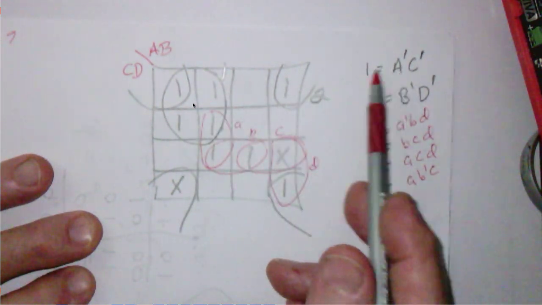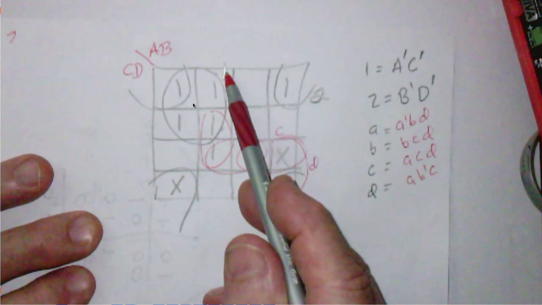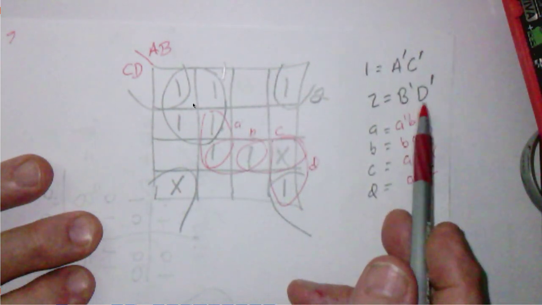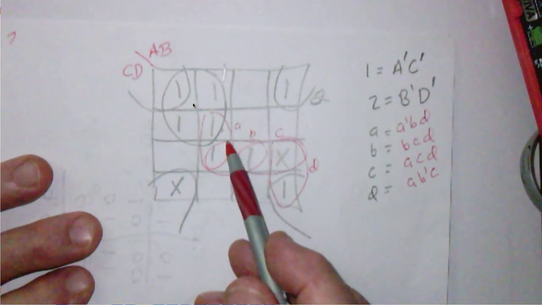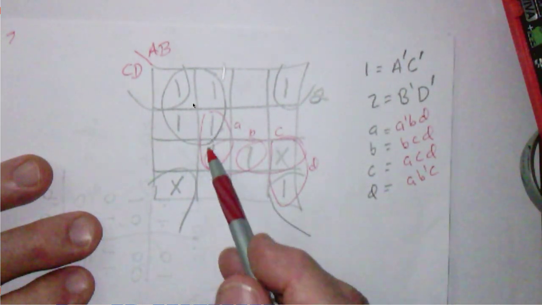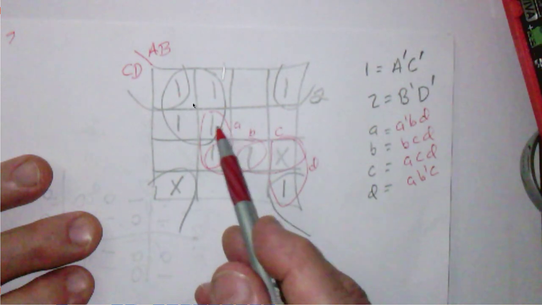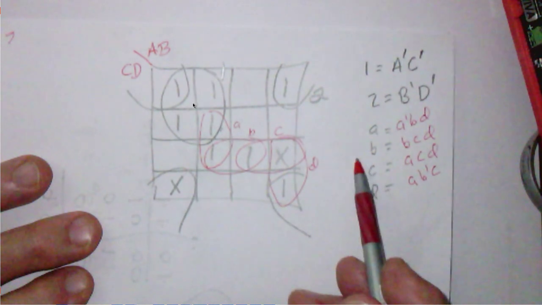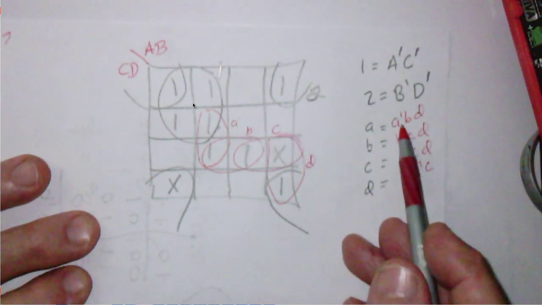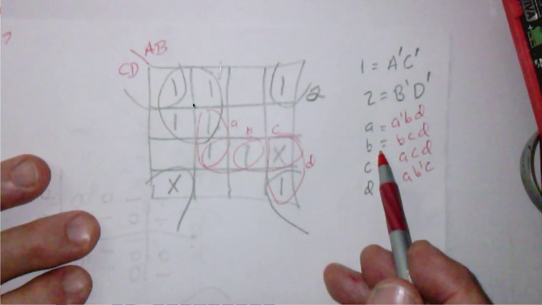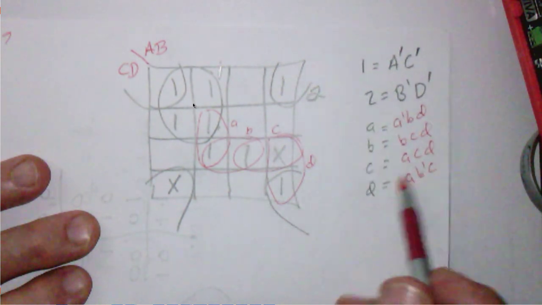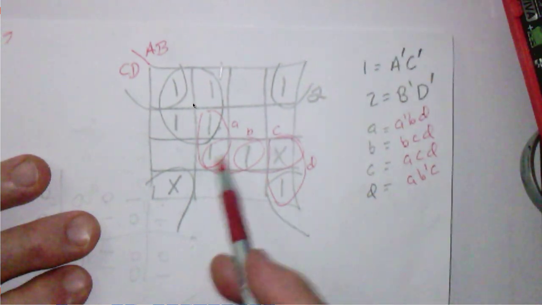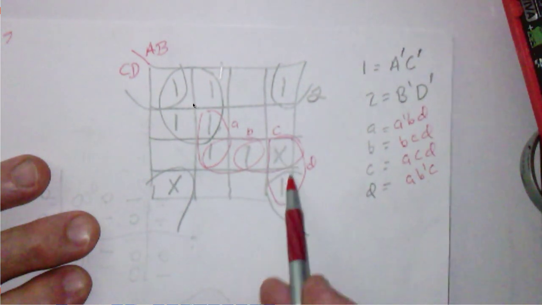So this group of two here is 1, that's A prime, C prime. And this group of 2, I labeled it number 2, that's B prime, D prime, the four corners. Now we have these groups where we've just put 2 boxes together, so those are going to be 3 variable terms. We'll call them little a, b, c, and d. So little a is A prime, B, D, and little b is B, C, D, little c is A, C, D, and little d is A, B prime, D, C. So that's what these groups here are.